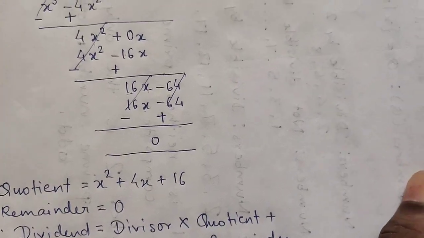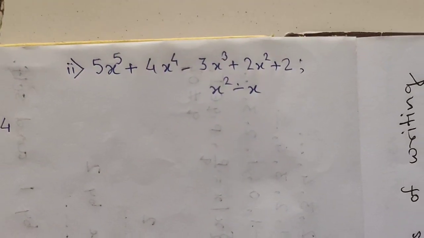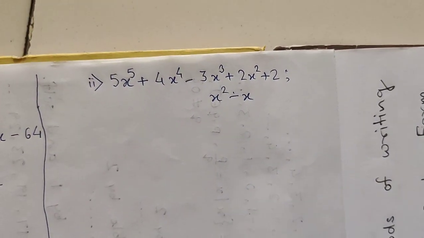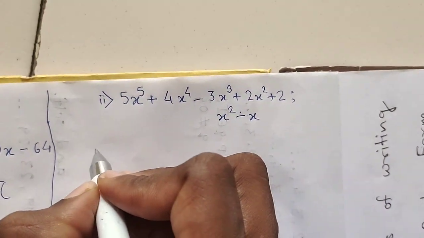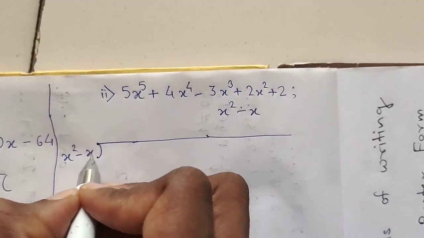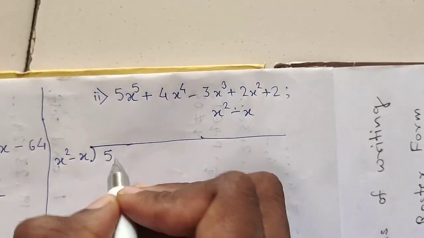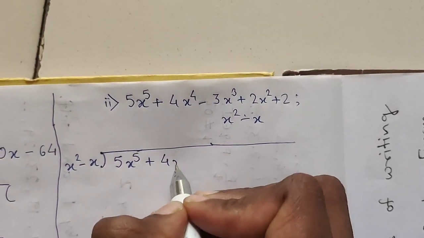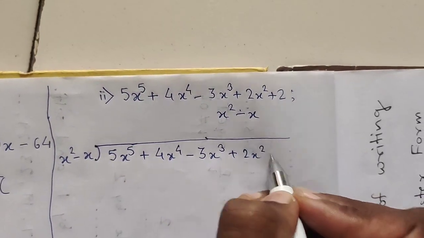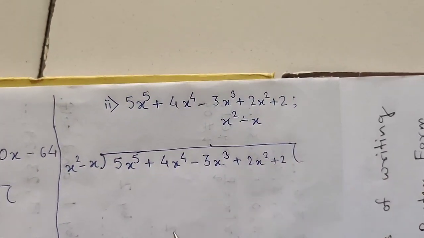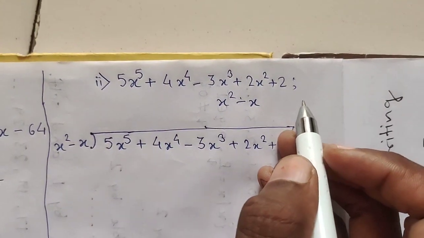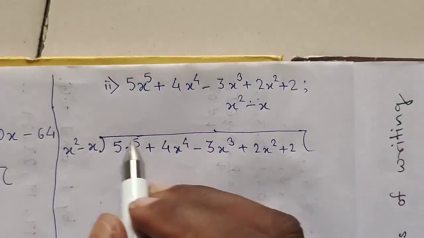Okay, now let us see our second question. Already I have written the question, so let us simplify this. Okay, so in this case your divisor is what, x square minus x, and what is your dividend? 5x power 5 plus 4x power 4 minus 3x cube plus 2x square plus 2. Okay, see, you have to write the dividend. Already it is in standard form, so that is why I have not written it, but you have to write.